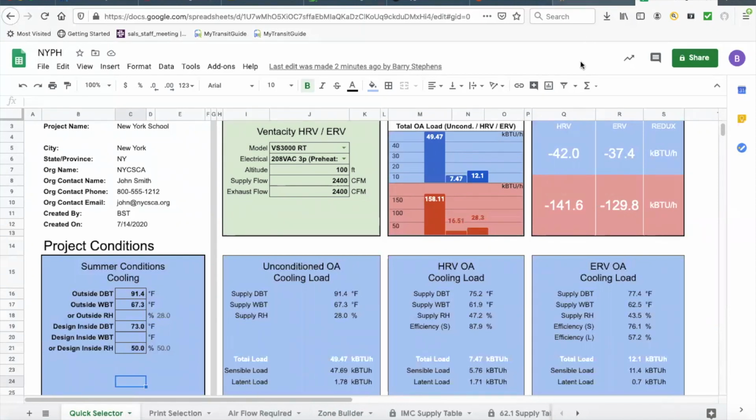So it's pretty helpful to have. You can look at the efficiencies, you can look at your remaining loads for your ventilation. This is outside air load, raw outside air load. This is your HRV remaining load, your ERV remaining load at design conditions. On the top is summer, the bottom is winter. And you can see what your remaining loads are for your heating cooling system.